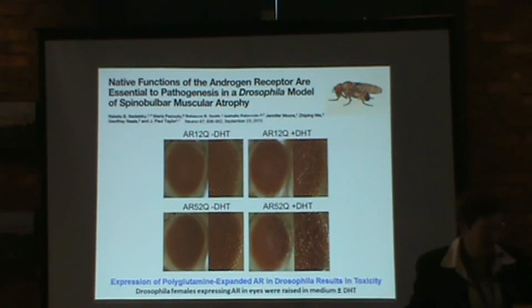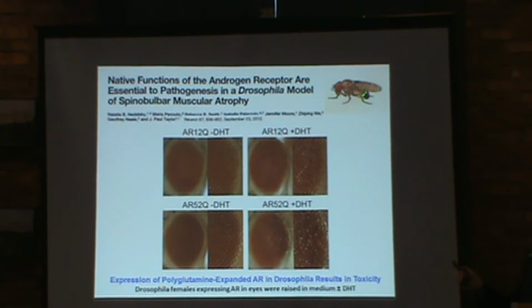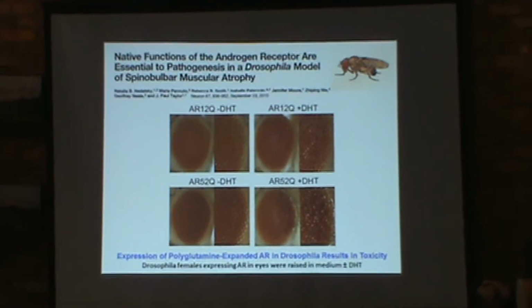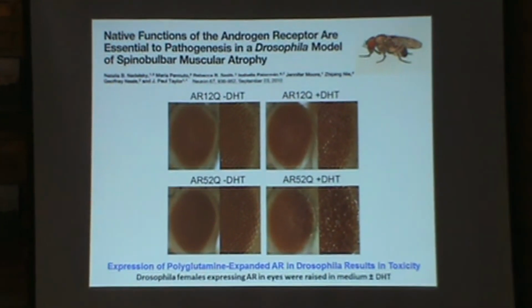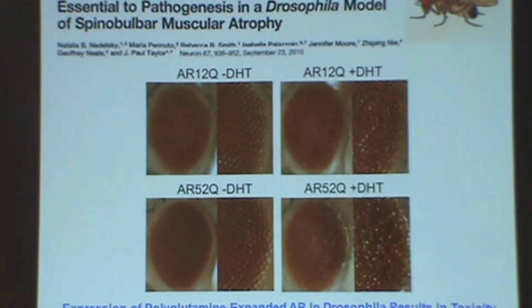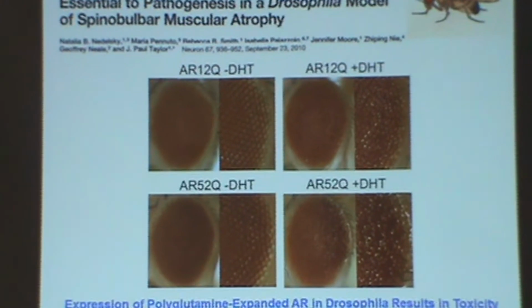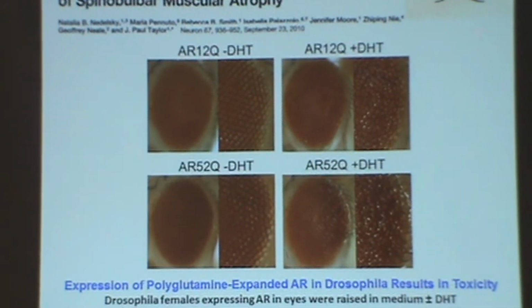Another model which is used in Kennedy's disease research is fly models. So we're now moving up from cells to flies. Flies are very easy to study. You can change their genetics. You can add the androgen receptor gene.